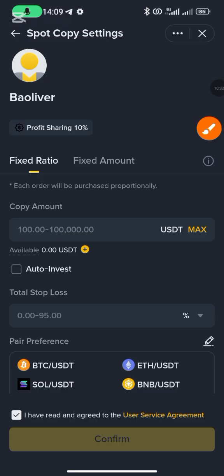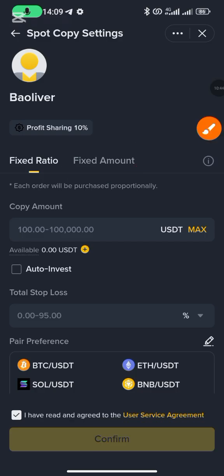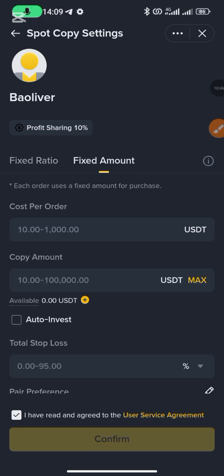But the second one, fixed amount, gives you more control of the amount of money you use. If you say it's $10 you want to use, it doesn't matter what amount he's using; what matters is the amount you fix. So we're going to be using the fixed amount. When I click on the fixed amount, you see the options here.